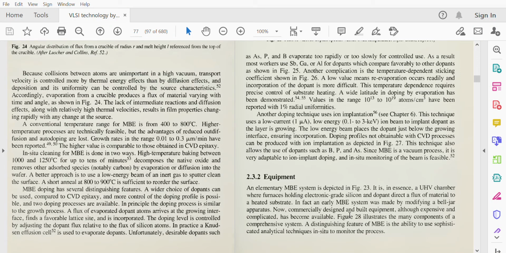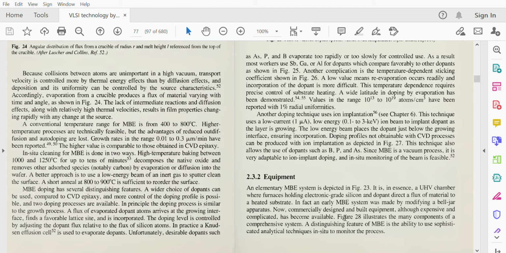Welcome to today's lecture. We are going to discuss the equipment that is used in the MBE system. So an elementary MBE system is depicted in figure 23 that we discussed in the previous lecture. It is in essence a UHV chamber where furnaces holding electronic grade silicon and dopant direct a flux of material to a heated substrate. In fact, an early MBE system was made by modifying a bell jar apparatus.